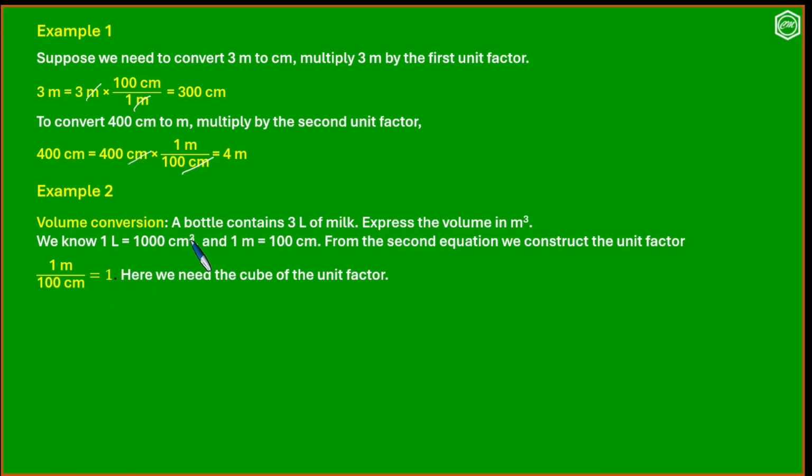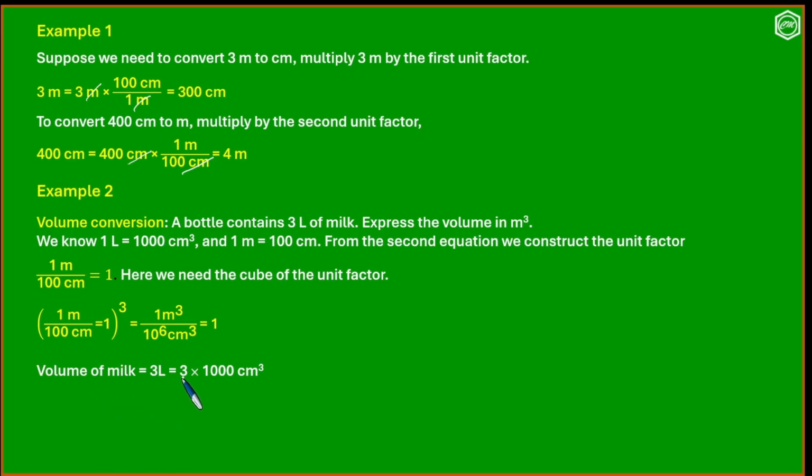But here it is centimeter cube, so we need the cube of this unit factor. 1 meter by 100 centimeter, the whole raised to 3, equal to 1. That is 1 meter cube by 10 raised to 6 centimeter cube is equal to 1. And this is 10 raised to 2, and that is equal to 2 into 3, 6. That is 10 raised to 6.